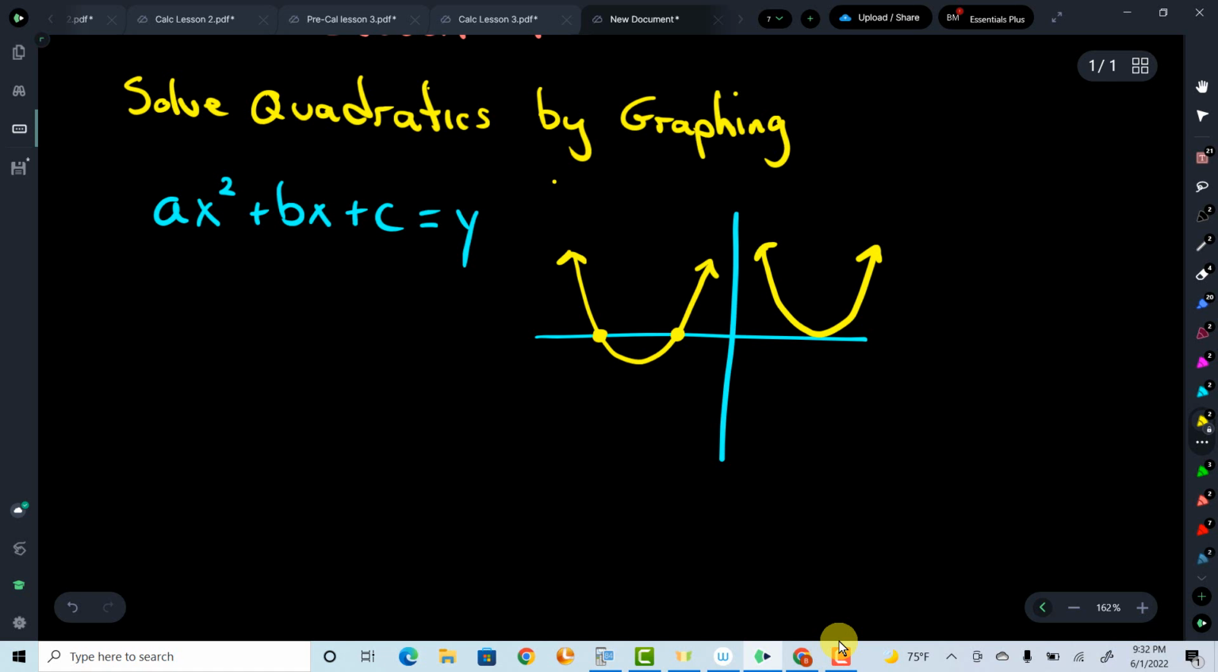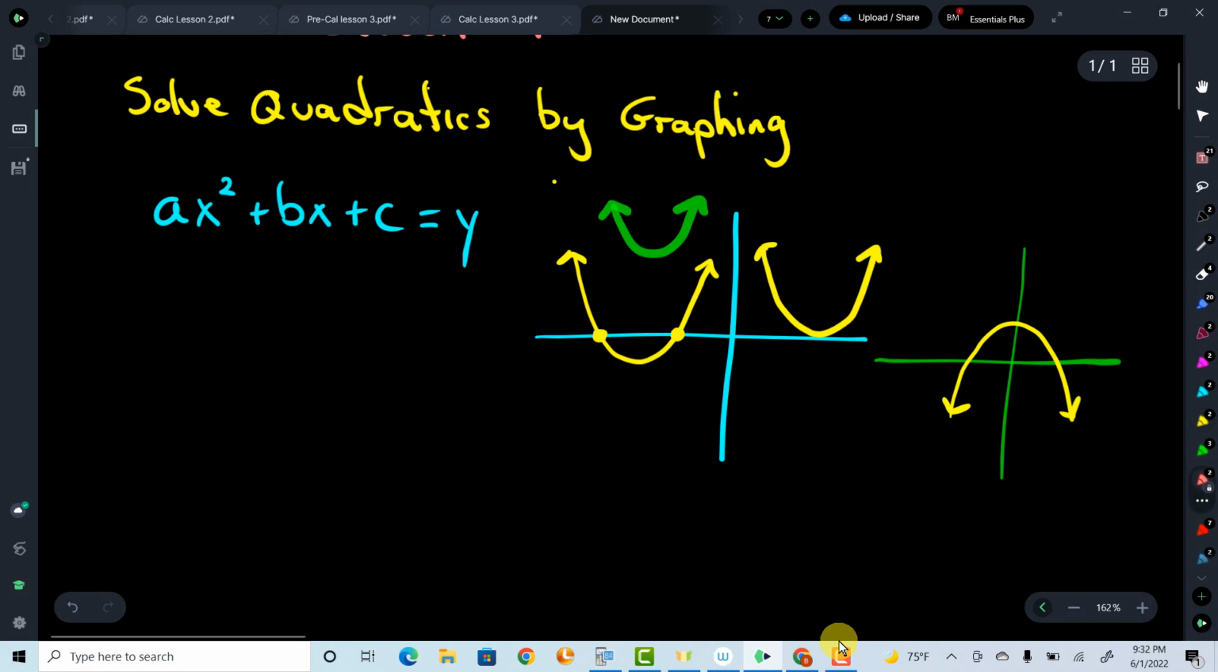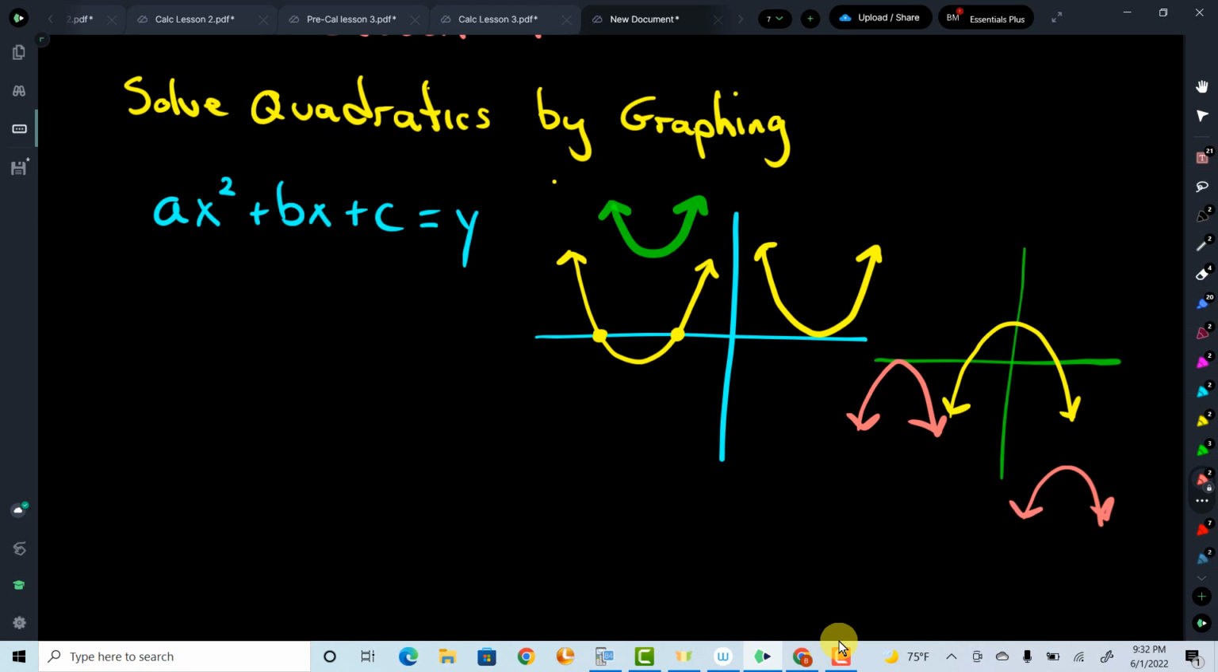Or we could have no solutions, which means it doesn't cross the axis. And of course, we could have a quadratic that was going the other way, so it could have two solutions, it could have one solution, or it could have no solutions. So when we talk about solving a quadratic, we're talking about how many times it crosses the x-axis, and we try to calculate where it crosses. So let's just jump right in and look at some examples.